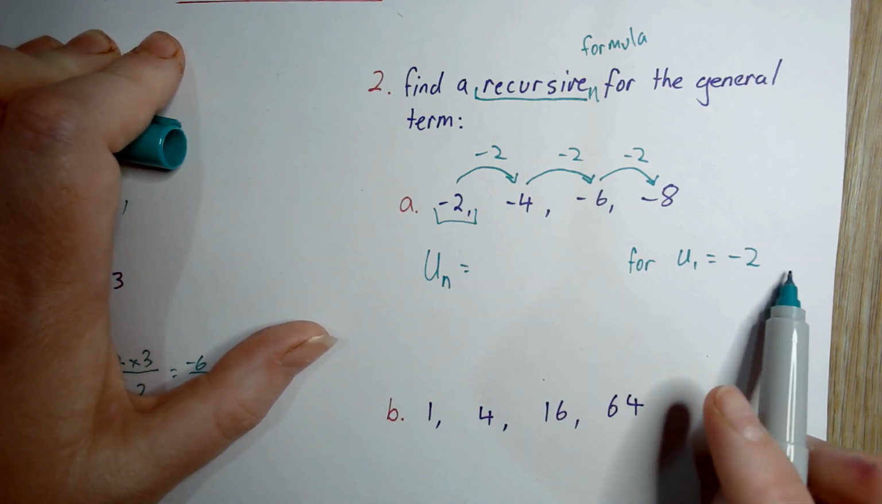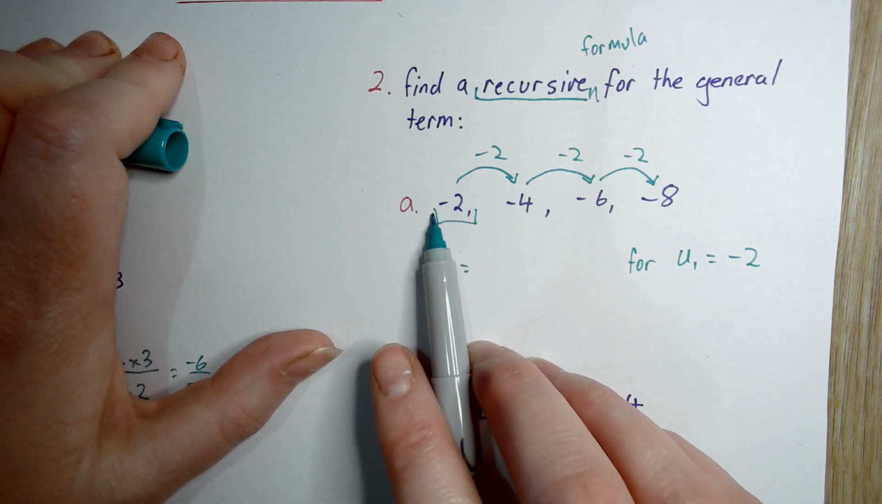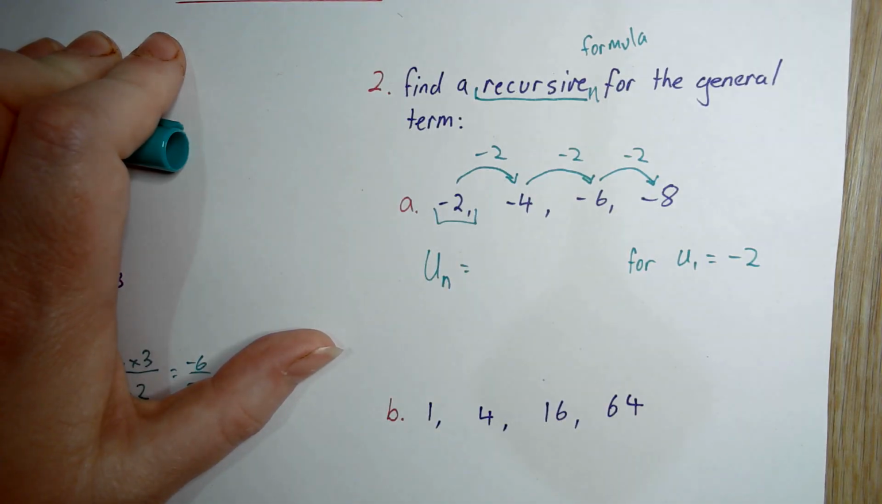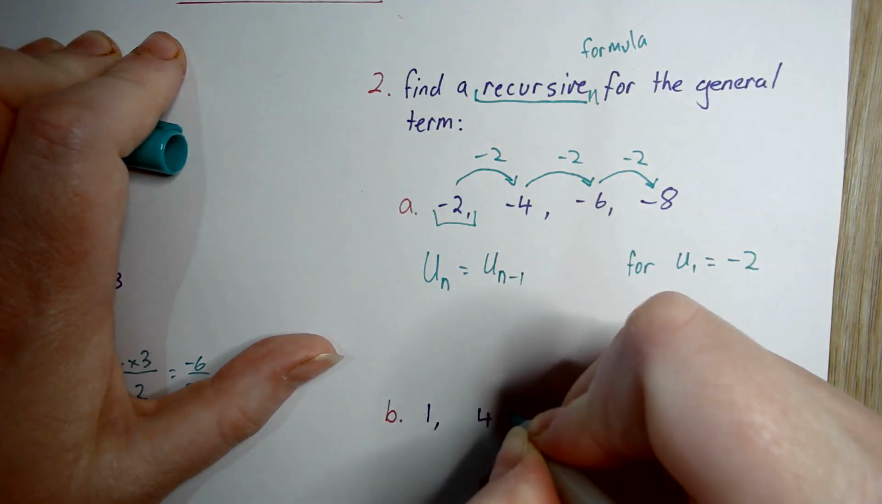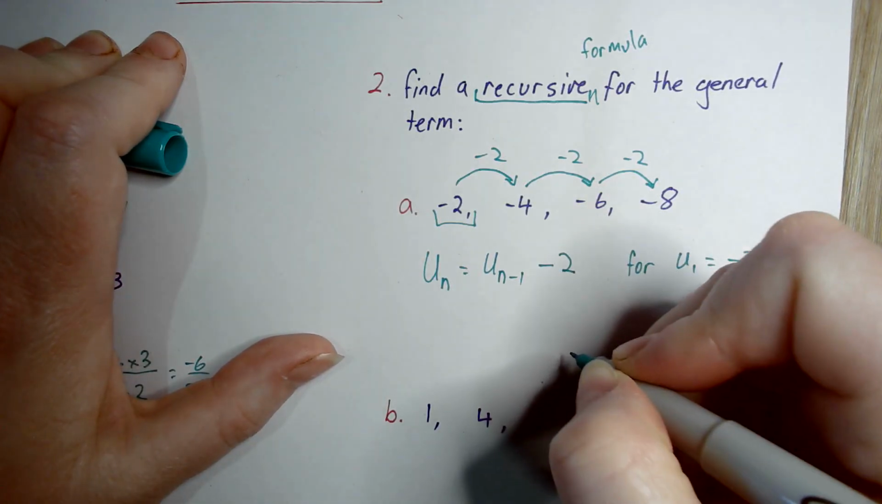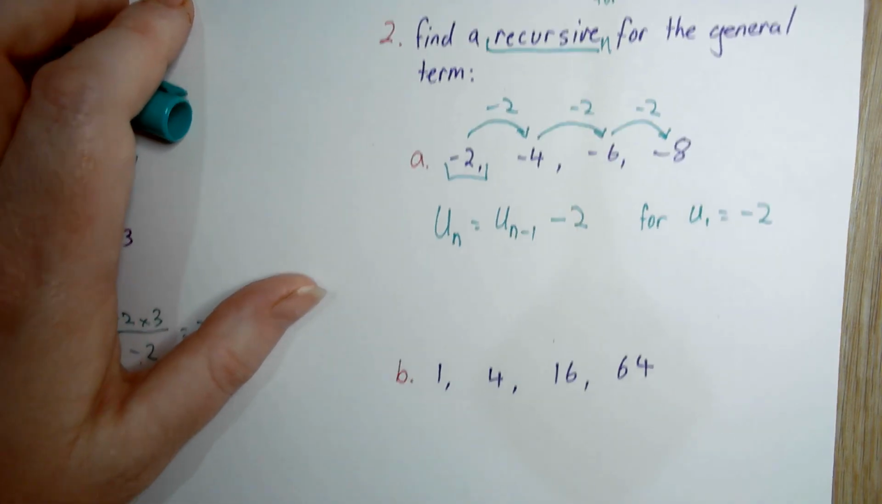And then all we have to do is write it in terms of the term beforehand. So what have we done to the minus 2 to get this one? So pretend we're trying to get minus 4. What have we done to get from minus 2 to minus 4? We've subtracted 2. So that's all we have to write. We say we get the term beforehand, u n minus 1, and we subtract 2. And that's all you have to write for part A.